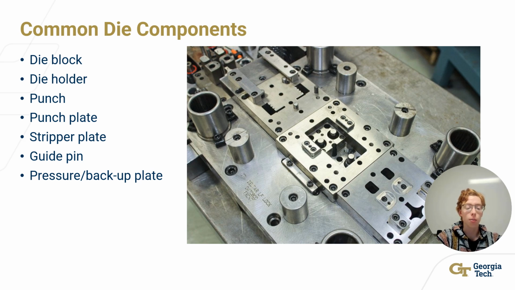The punch is the part of the die that descends into the blank and provides the needed pressure to deform the part to the desired shape. The punch plate attaches the punch to the ram, which is responsible for its movement.